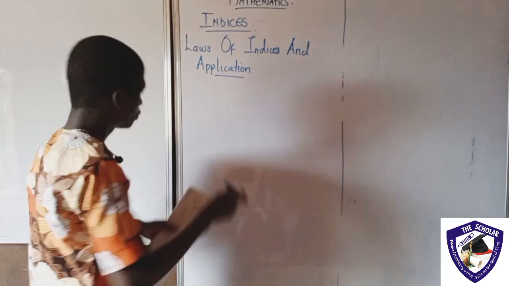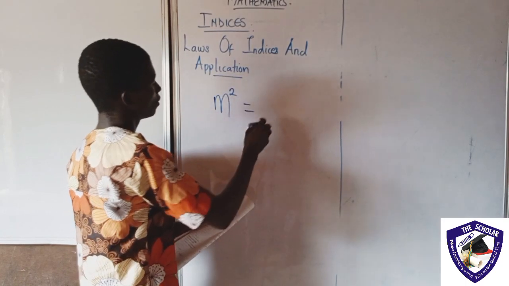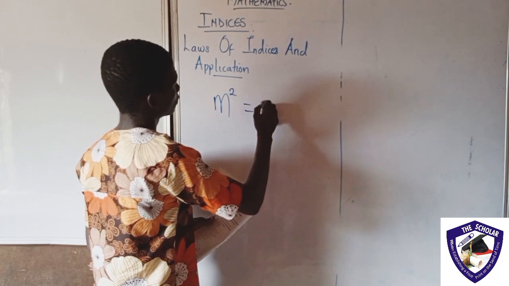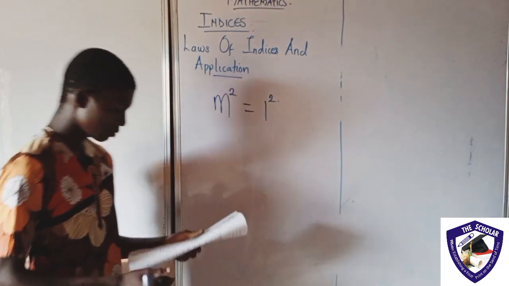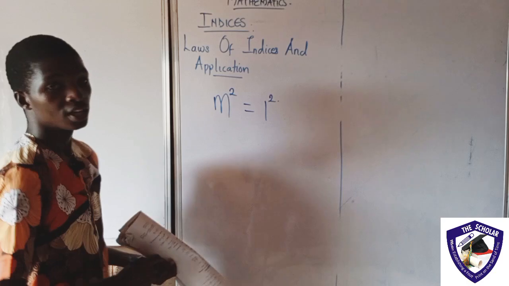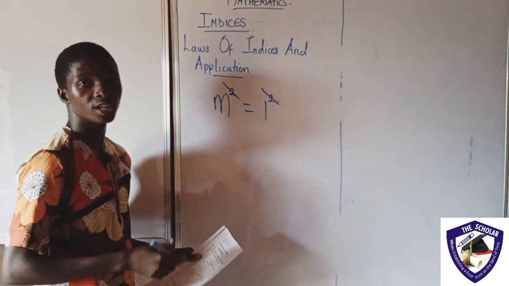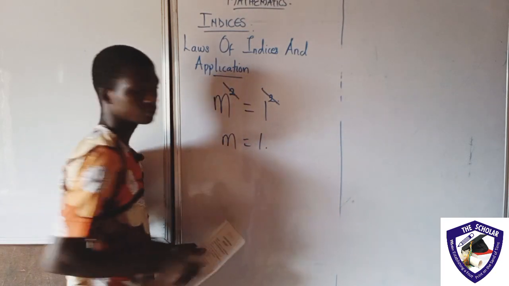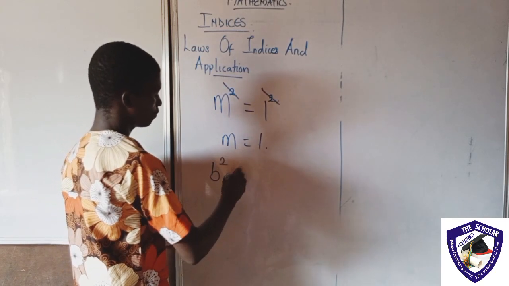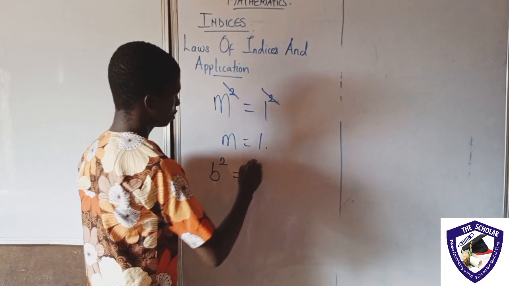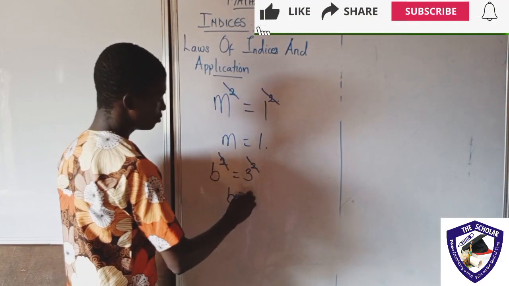Let us also deal with another law, when we have m raised to power 2 equals 1 raised to power 2. Look at this: m raised to power 2 equals 1 raised to power 2. This law states that 2 is going to eliminate 2. That means the power is going to eliminate the power, so we have our m to be equal to 1. For example, when we have b raised to power 2 equals 3 raised to power 2, it tells us that we eliminate 2 and 2, so we have our b to be equal to 3.